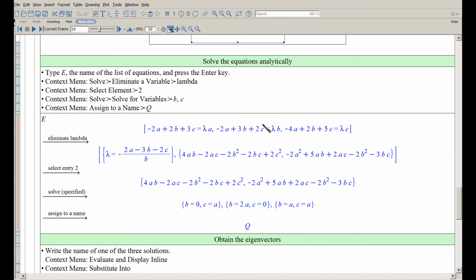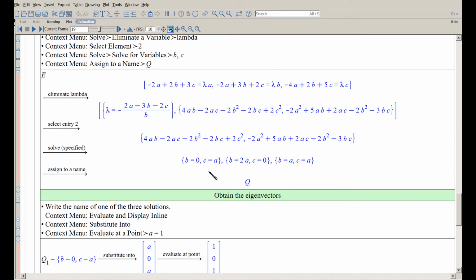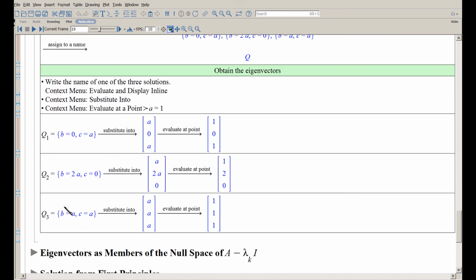Analytically, here are those three equations. So eliminate lambda, and there are now two equations in A, B, C, two equations in three unknowns. So grab this set of equations and solve for B and C in terms of A. Here's one solution, here's a second solution, here's a third solution. I'm going to call that sequence of solutions Q. Here are the three solutions, Q1, Q2, Q3.